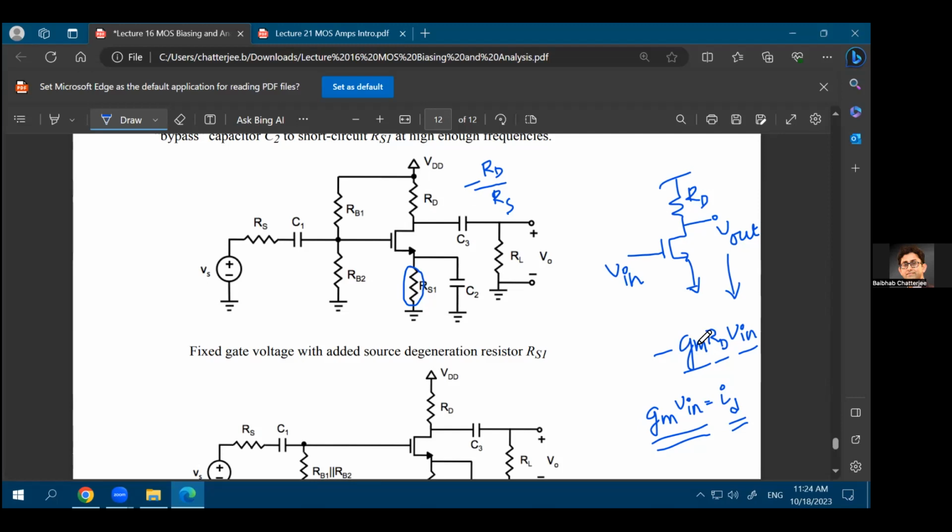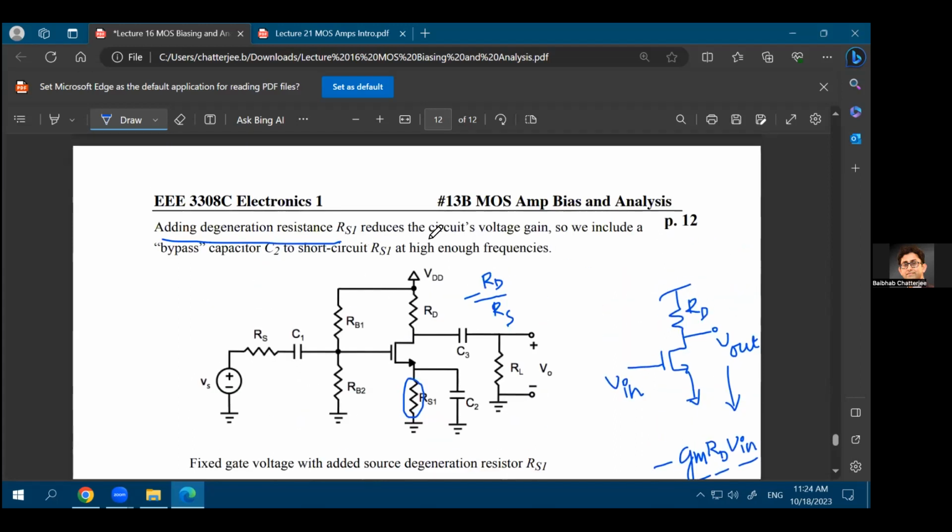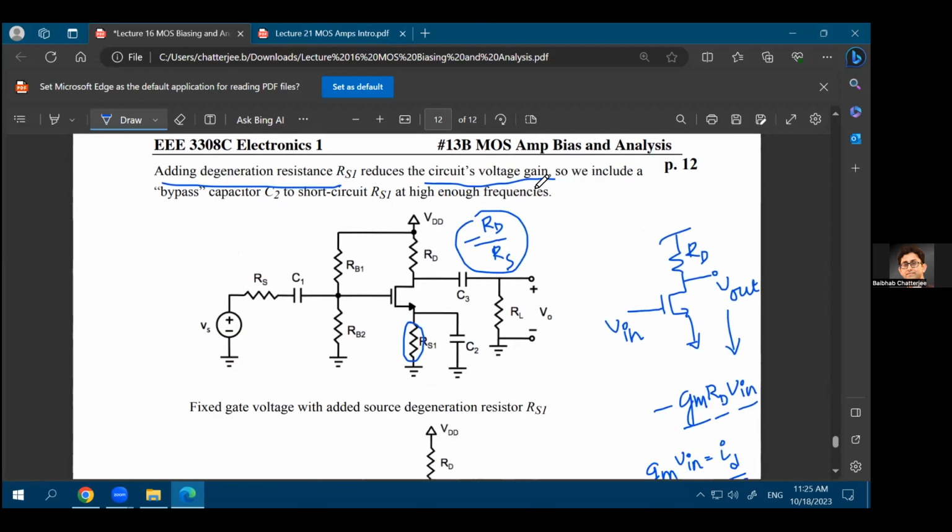You'll see that for standard values of gm, RD, and RS for any transistor-based network, gm times RD will be much more than RD divided by RS. So this could probably be a value of 5 or 10. On the other hand, this could be a value of 30 or 50. So that's why we are saying that the circuit's voltage gain will be reduced. For now, let's just assume this to be true, that the gain of this system is minus RD over RS. We'll prove this in Friday's lecture. But what I'm trying to say here is that adding this degeneration resistance will reduce the voltage gain.